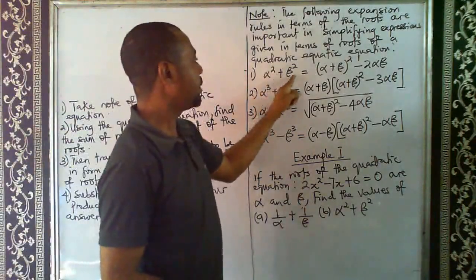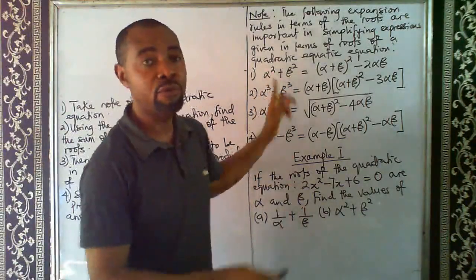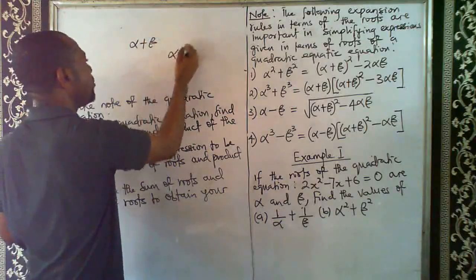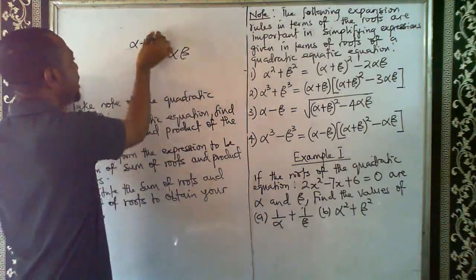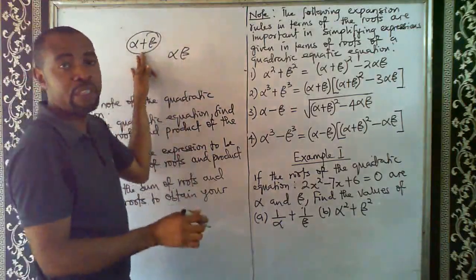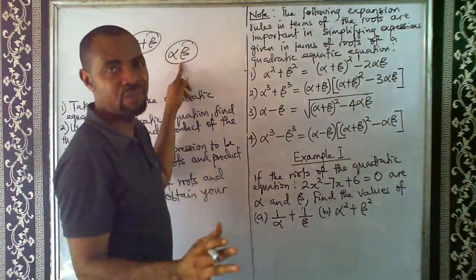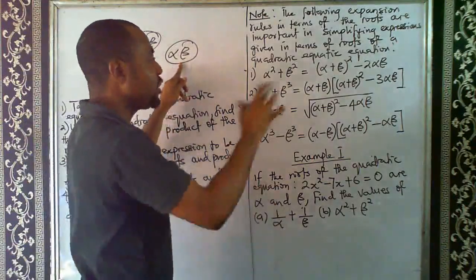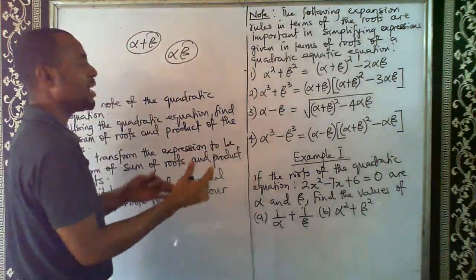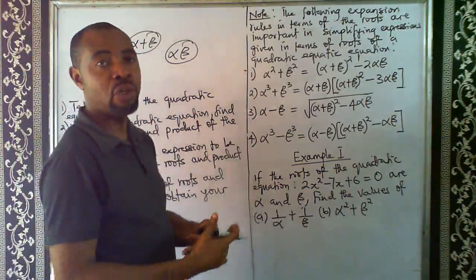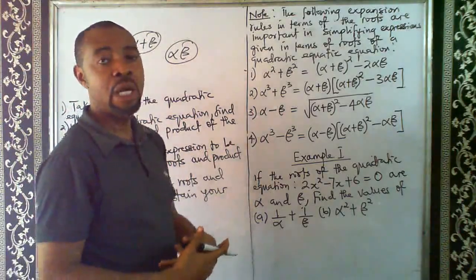Alpha square plus beta square. This is not in form of sum of roots. What we need is sum of roots and product of roots, because we can only find sum of roots from a quadratic equation, and we can only find product of roots from a quadratic equation. You see that? So every expression given to us, we must try as much as possible to express it in terms of what? Sum of roots and product of roots.